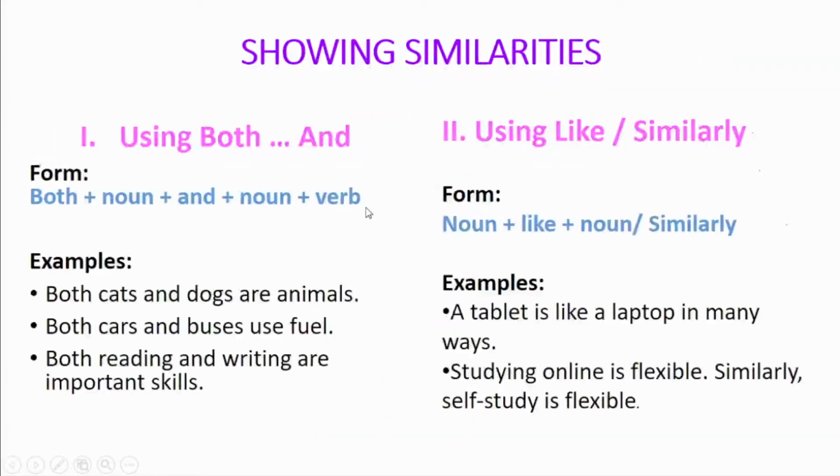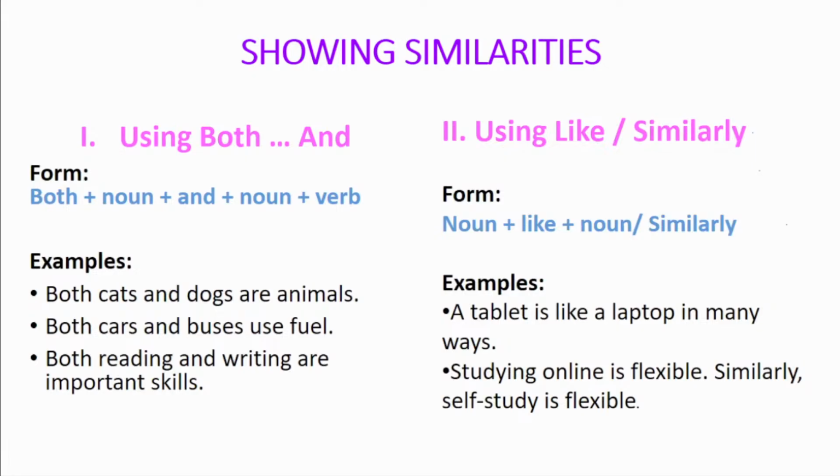How are we going to show similarities and differences using both and, right? Using both and we can show similarities, right? How both cats and dogs are animals. So that is a similarity. So they are, what do you call? They are group or they are kingdom, animal kingdom. They belong to animal kingdom.